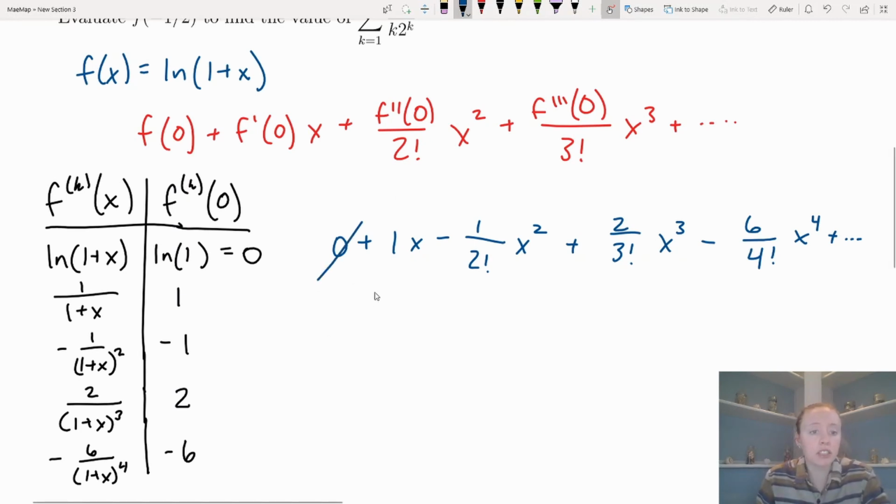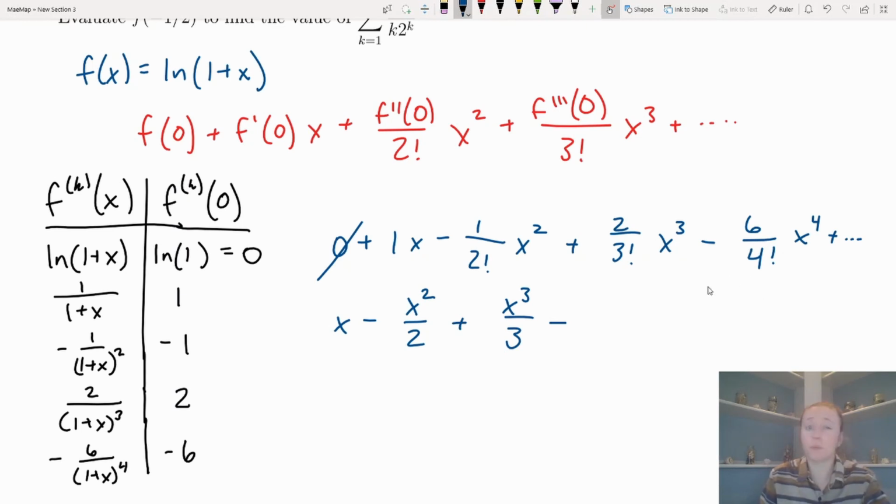So this 0 essentially goes away. So I'll have 1x, or x, minus x squared over 2, because 2 factorial is 2, plus, if I took 2 over 3 factorial, that's 2 over 6, which is 1/3, so plus x cubed over 3. Then I'm subtracting 6 over 4 factorial, that's 6 divided by 24, which is 1/4, so that'll be x to the fourth over 4. And there we go. Now we have a clear pattern.